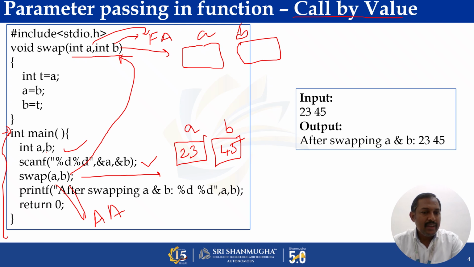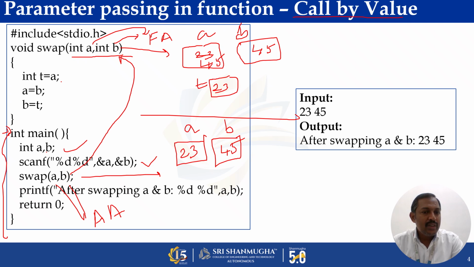So now what will happen? The actual arguments a and b are copied into the formal arguments a and b. So 23 comes over here, 45 comes over here. Whatever changes we make on these formal arguments will not affect these actual arguments. Now we create one more variable t. Within t we store the value 23. The next statement is a = b, so the b value 45 is copied into a.